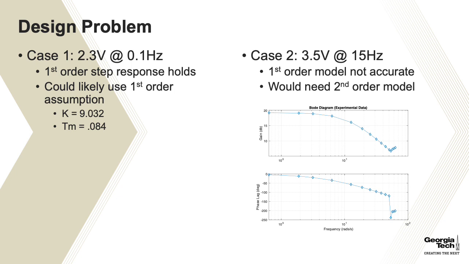As far as the design problem goes, for case 1, the first order system would work very well because the step response holds very well, and 0.1 hertz has a very low phase lag. So we could roll with a first order assumption using K as 9.032 and T as 0.084. Case 2 would be a little bit different story because while the step response would still be accurate from the first order model, the phase lag would be much more significant than the first order model suggests. So we would need a second order model for that case.